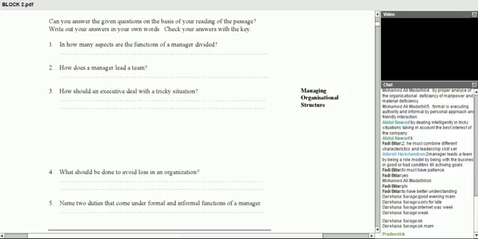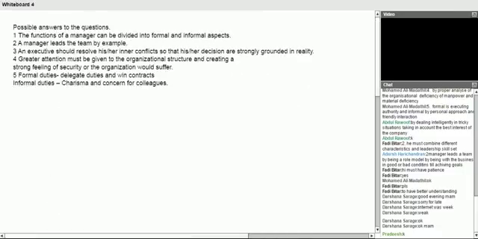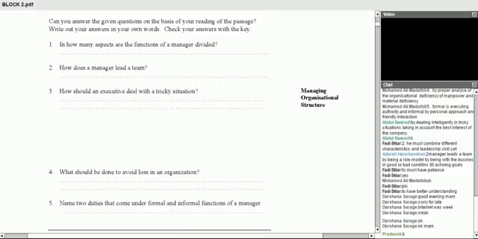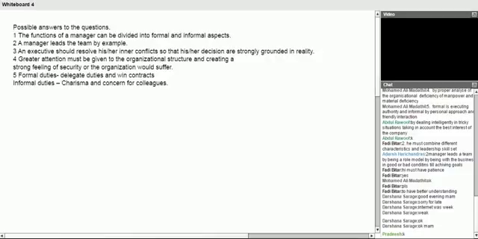What should be done to avoid loss in an organization? Greater attention must be given to the organizational structure and creating a strong feeling of security, or the organization would suffer. Name two duties that come under formal and informal functions of a manager. Formal duties: delicate duties and win contracts. Informal duties: charisma and concern for feelings.